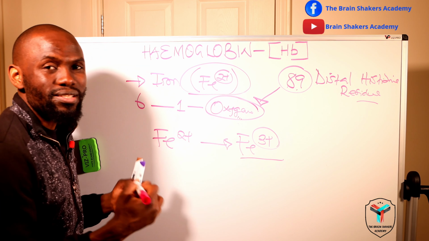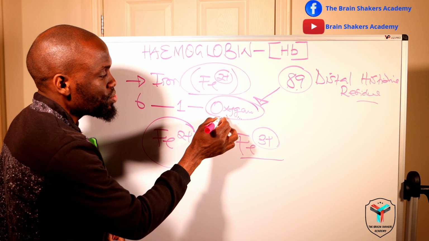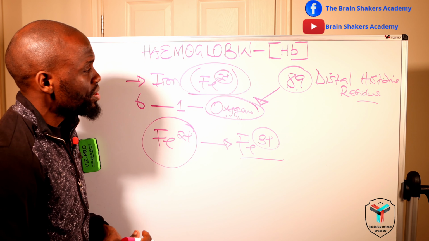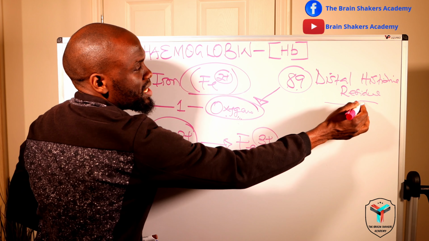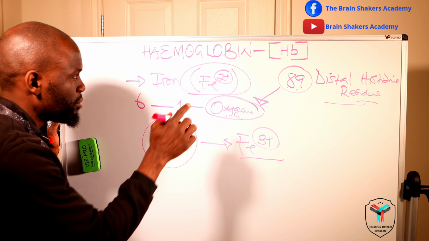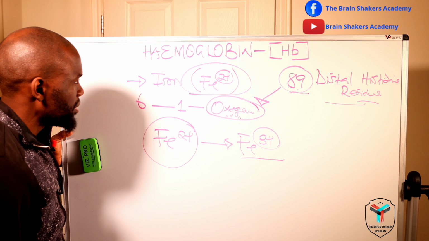So you want a state of the iron that is going to bind to oxygen and be able to transport that oxygen to the tissues. So basically that is the role of that distal histidine residue that we find at position number 89 of the alpha chain of the globin molecules.